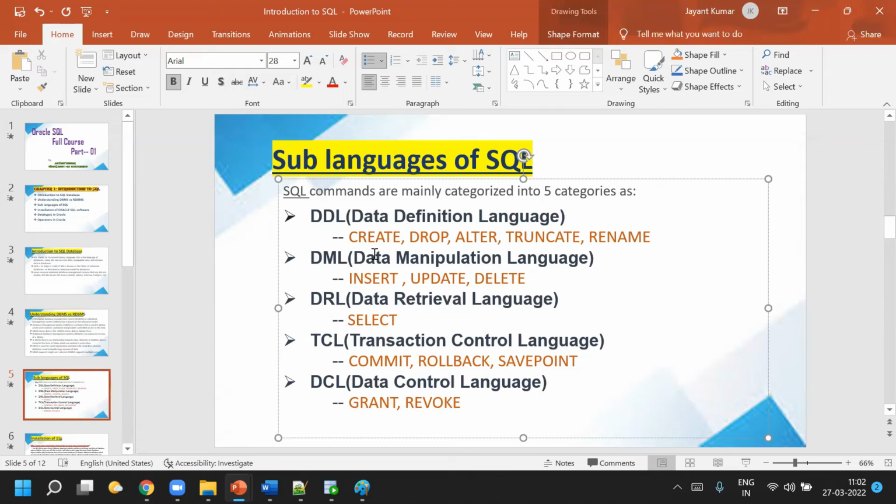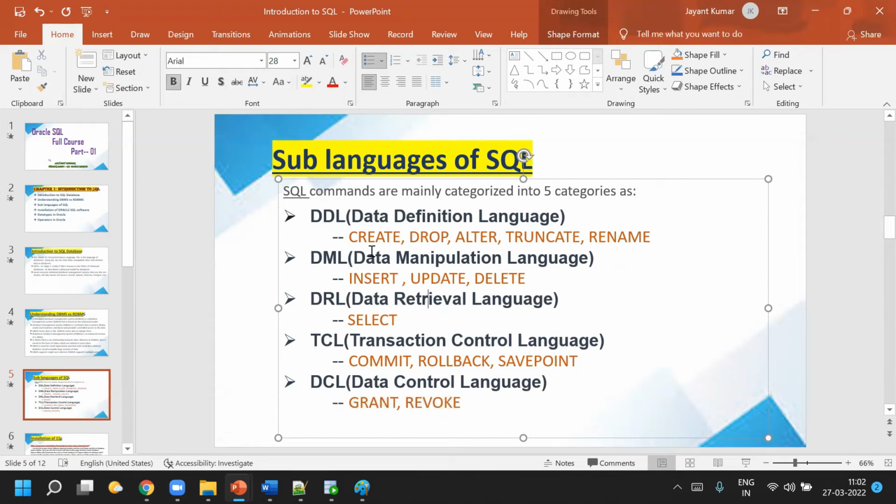So what is DDL? Data Definition Language. Create, drop, alter, truncate, rename all belong to DDL. DML: insert, update, delete. DRL: select. TCL: commit, rollback, savepoint. And grant and revoke, which we are not using.